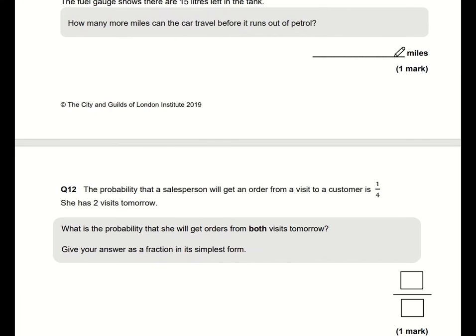Okay, question number 11. A car can travel 480 miles on a full tank. The tank holds 60 litres. So full tank is 60 litres. There's only 15 litres left in the tank. So what fraction of the tank is left? Well, it's 15 out of 60 litres. We can simplify the fraction by dividing the top and bottom by 5. 15 divided by 5 is 3. 60 divided by 5 is 12.